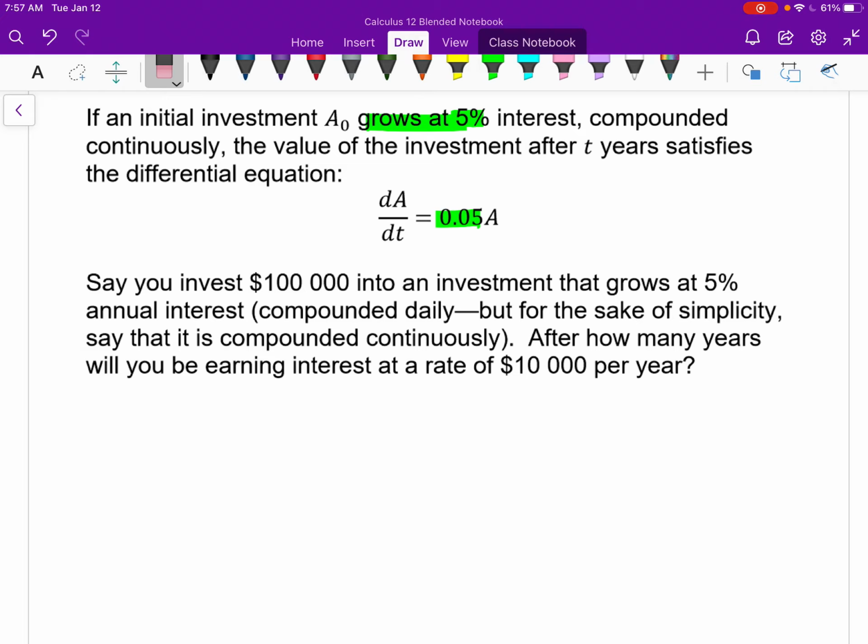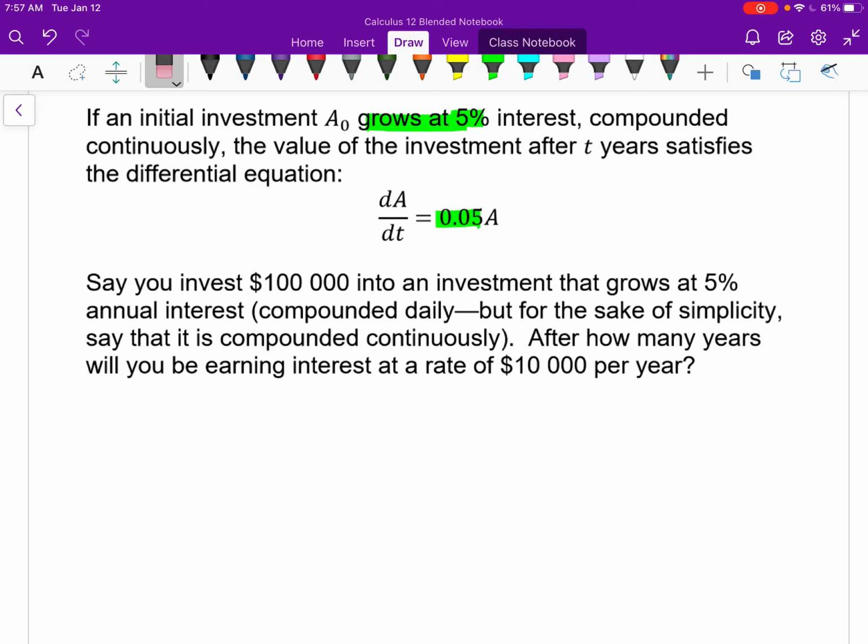So my question is, after how many years will you be earning interest at a rate of $10,000 per year? Okay, so you have $100,000, it's growing at 5% interest, compounded continuously. When will that investment be growing at a rate of $10,000 a year?